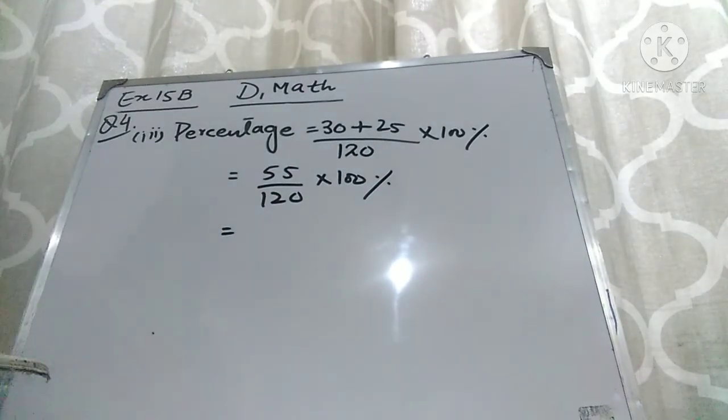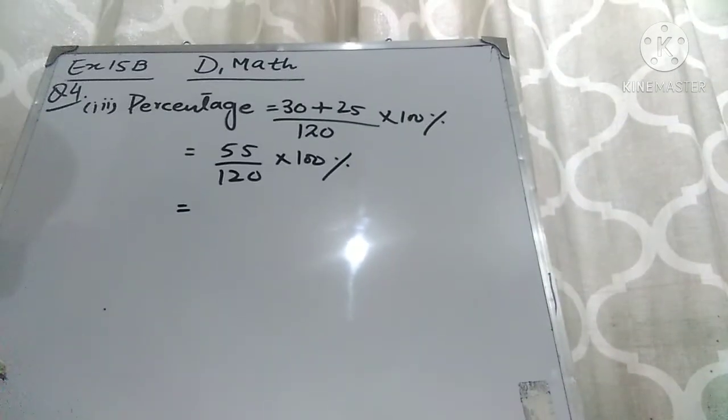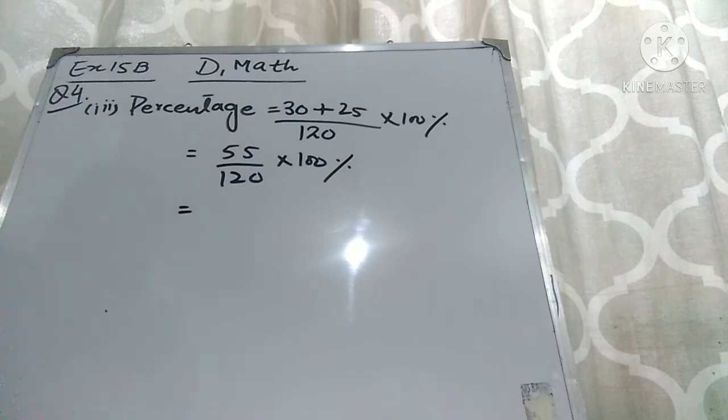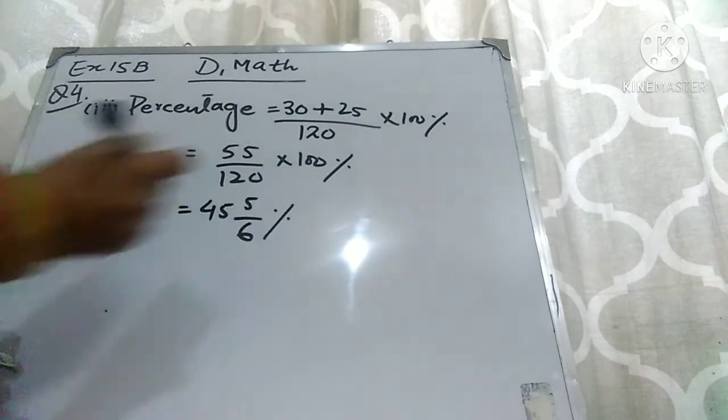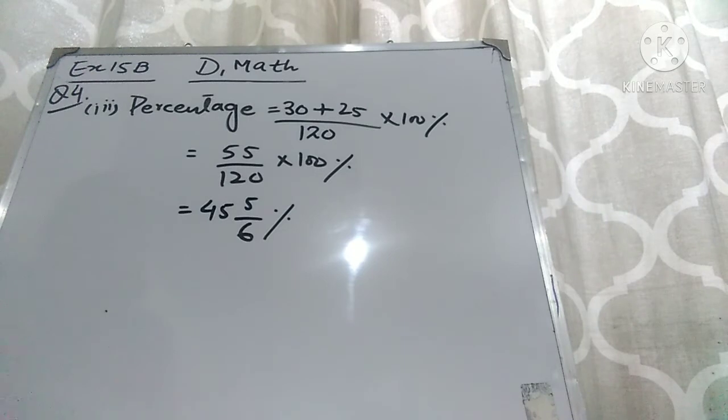So when you will divide 55 by 120 and multiply it by 100, you will get 45 whole 5 over 6%. So this is the percentage of the number of cars with 4 or more people.